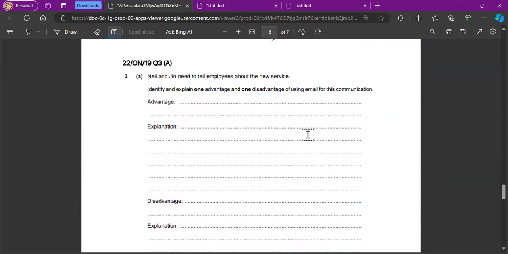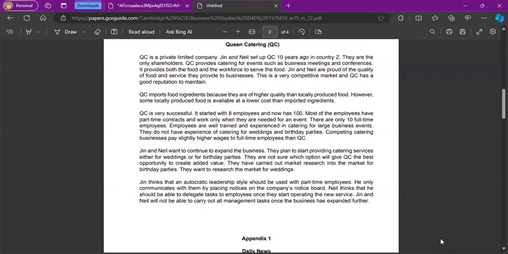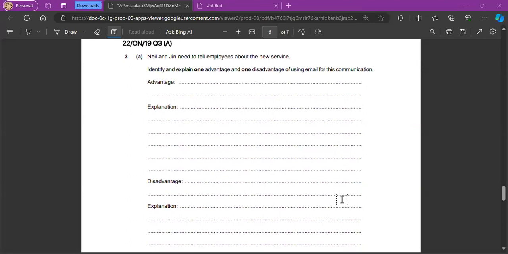Next question. Neil and Jean need to tell employees about the new service. Identify and explain one advantage and one disadvantage of using email for this communication. I think you have to read this. Okay, so I'll pause this so you can read it. Okay, so one advantage and one disadvantage of using email.